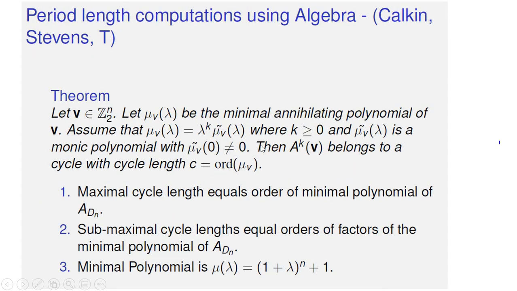Okay, so I'll show you some. This is what the theorems actually look like. I sometimes ask you to write in mathematical notation. We had to write the whole thing out, the order, blah, blah, blah. The maximum cycle length equals the order of the minimal polynomial. Sub-maximal cycle lengths equal the orders of factors of the minimal polynomial.